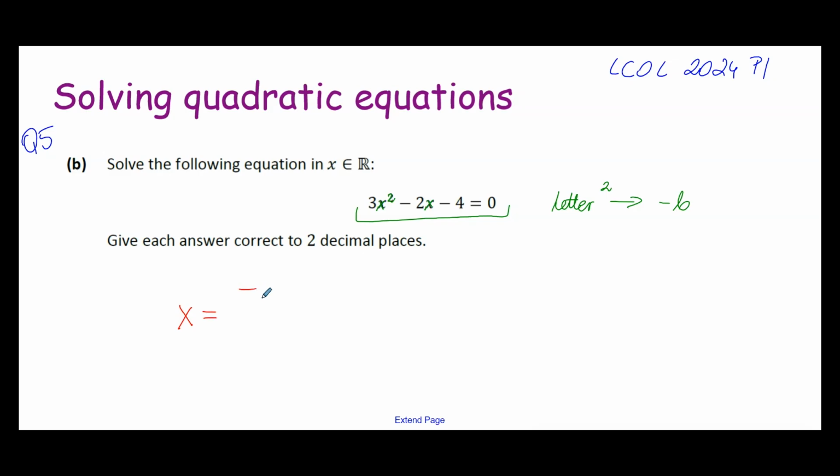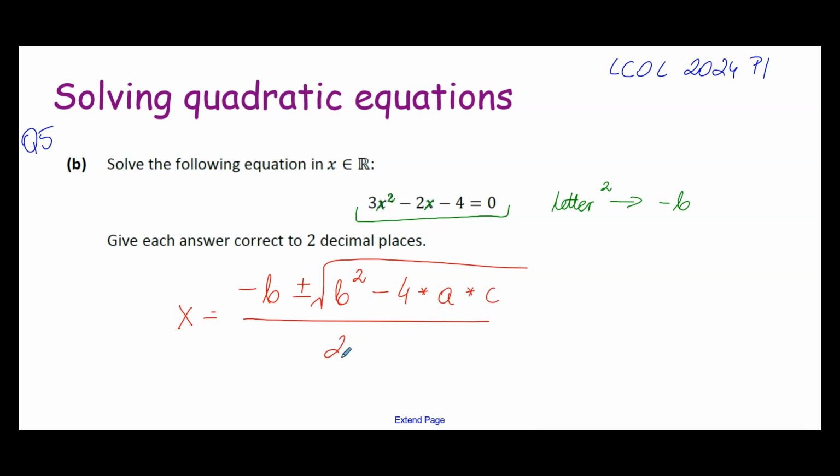And the formula is minus b plus minus, because we have two versions, square root of b to the power of 2, not plus, my apologies, minus 4 multiplied by a multiplied by c, everything under the square root, and divided by 2 multiplied by a. In order to use that formula, I need to know what is a, what is b, and what is c in my equation.